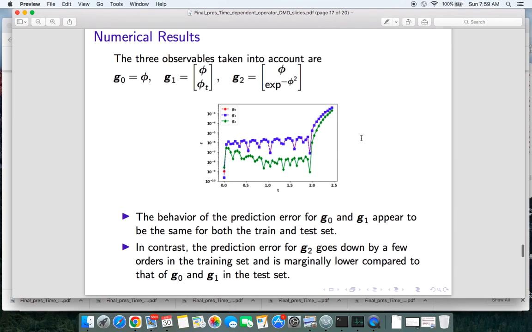From this plot, we see that the behavior of the prediction error for G0 and G1 appears to be the same for both the train and test set. In contrast, the prediction error for G2 goes down by a few orders in the training set and is marginally lower compared to that of G0 and G1 in the test set.